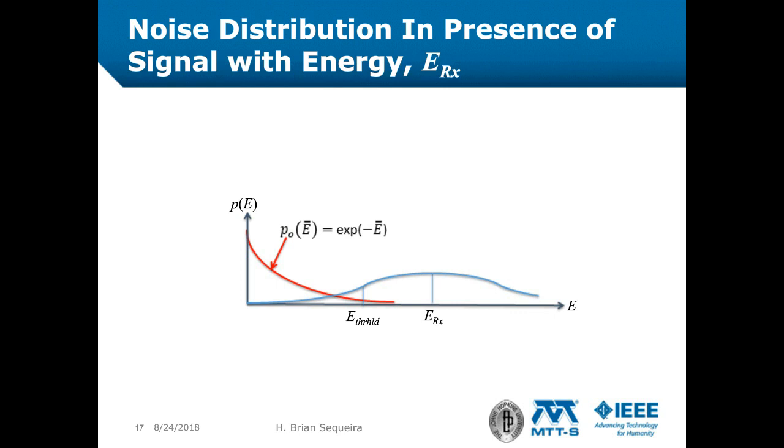We expect that the noise distribution in the presence of a signal will have its mean shifted to the signal energy. These features are shown in the plot of the blue curve. The probability that a signal will be detected is the area under the blue curve for energies that are greater than the threshold.